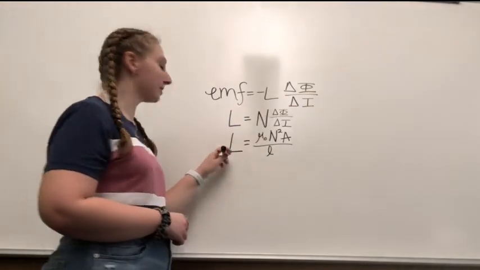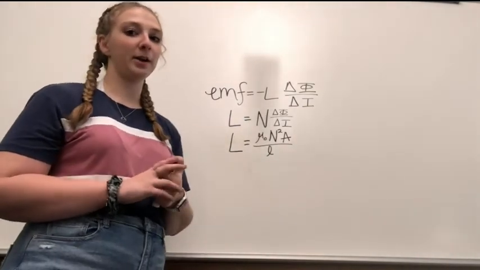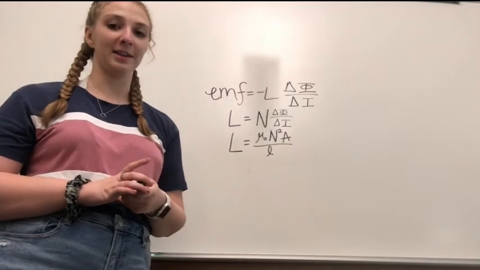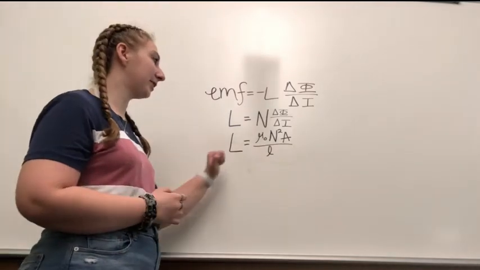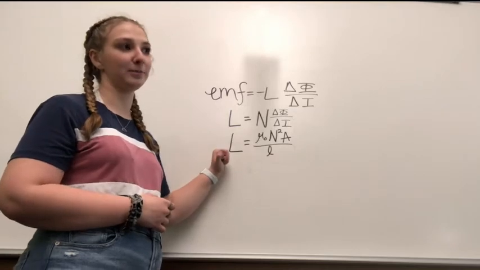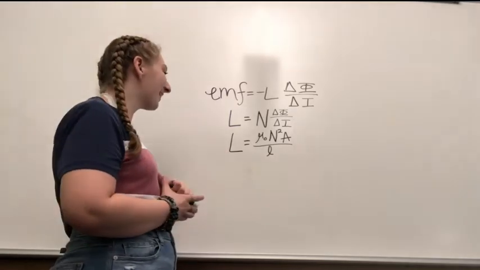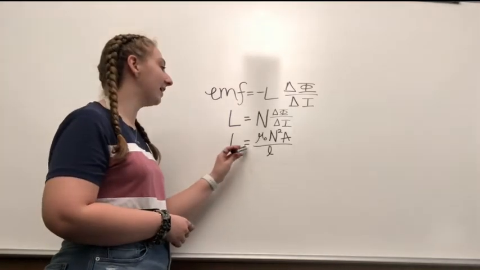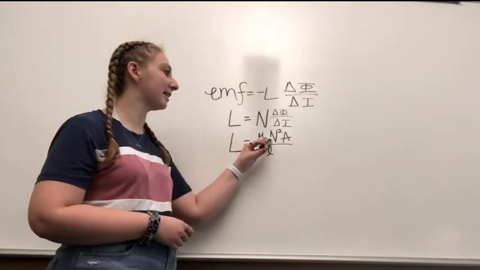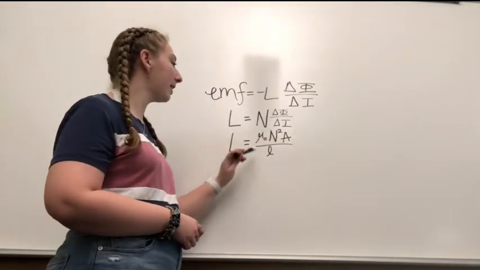Our last formula is mainly used with a solenoid. I also put the derivation in the next slide. However, I'm not going to be going into very much detail about this at all. So we have L equals mu naught times N squared times the area over the length.